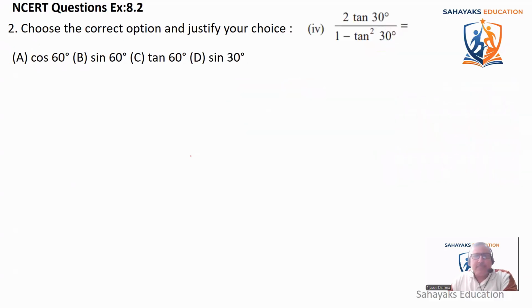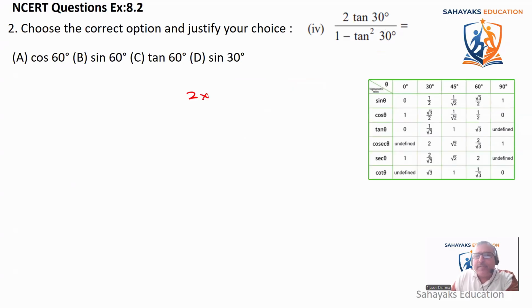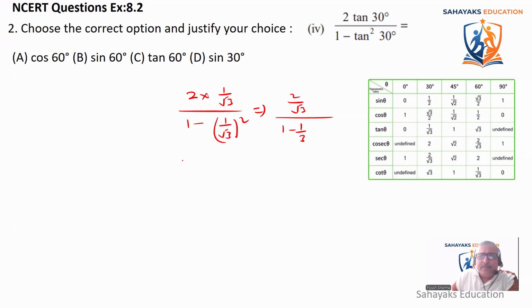Now coming to the next question. Again, we have to put the values here. Okay, so 2 tan 30. So we'll say 2 multiplied by tan 30. Tan 30 value is 1 by root 3, divided by 1 minus tan square 30. So it's 1 by root 3 square. So what does this imply? It becomes 2 by root 3 divided by 1 minus 1 by 3.